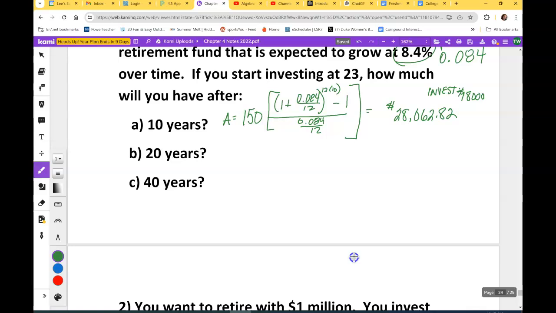That's $150 a month, 12 months for 10 years. So that's $18,000 invested. If I did the same thing, but all I did was change the 10 to a 20, so I have 150, everything in here is going to be exactly the same, over 12, except it's 12 times 20 minus 1. That's what's going to make it for 20 years.